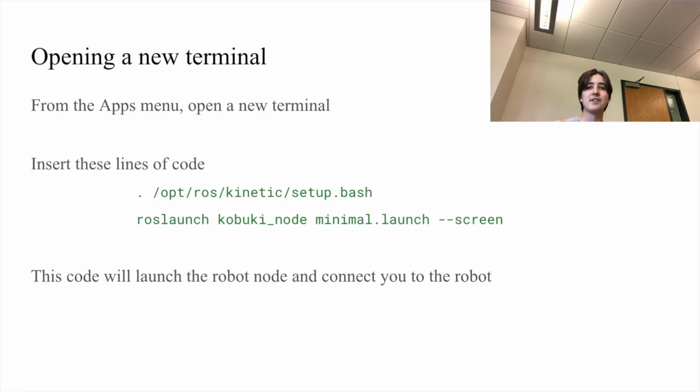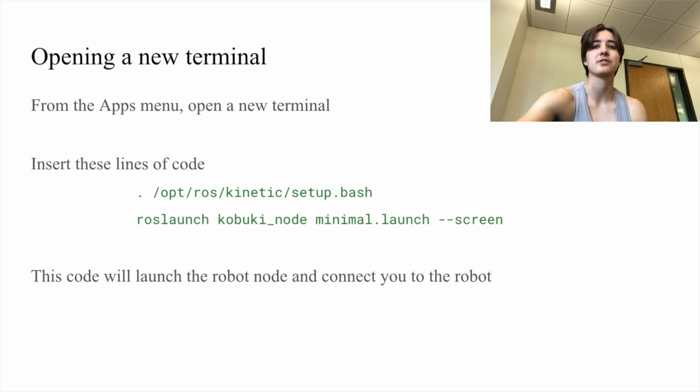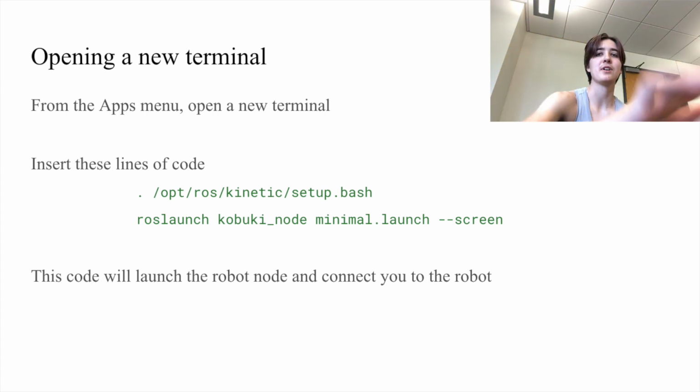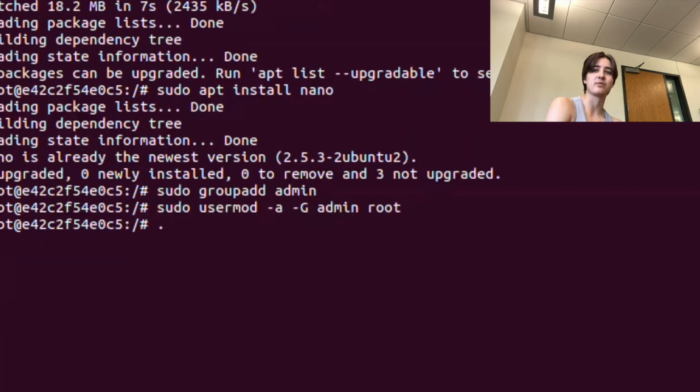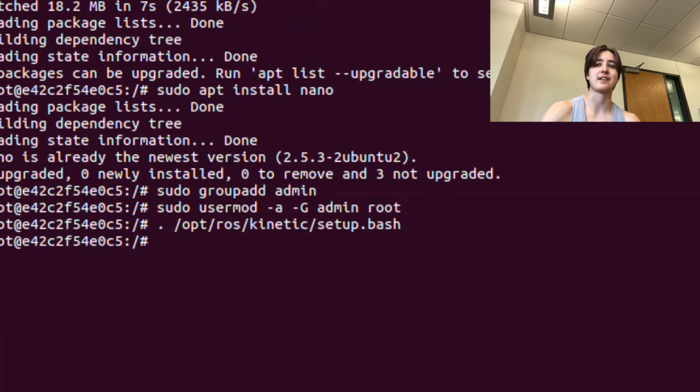Okay, the next step is to open a new terminal in your computer. So go to the apps menu, open a new terminal, and then in this new terminal, type these lines of code. This will connect your computer to the robot. You should hear a beep, and it'll print the robot status to your screen.